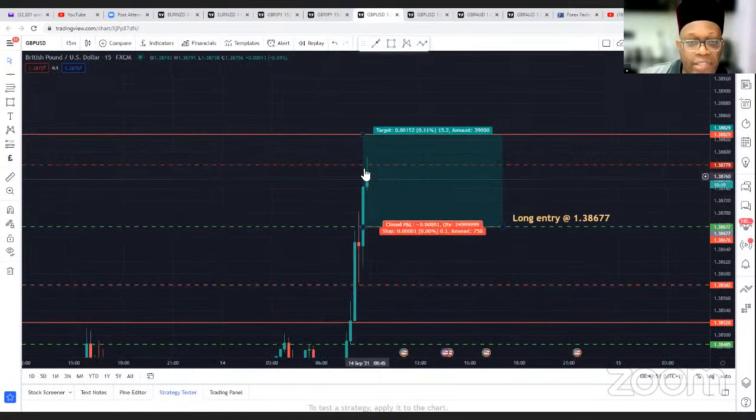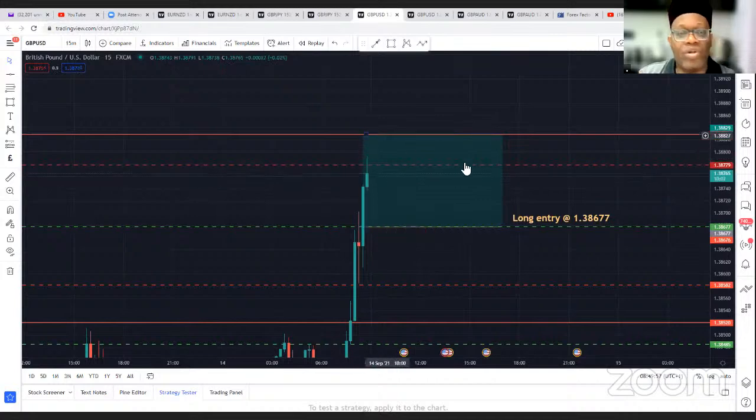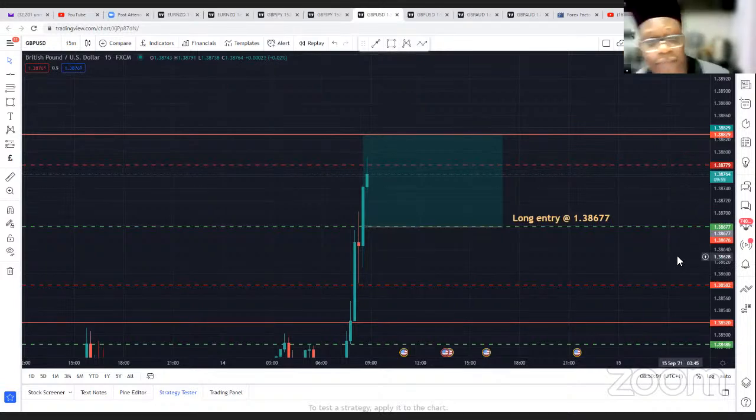So you can see it's touched, it's giving us our 10 pips. It's pulled back, but I believe it's going to continue up. So hang in tight, guys, hang in tight.